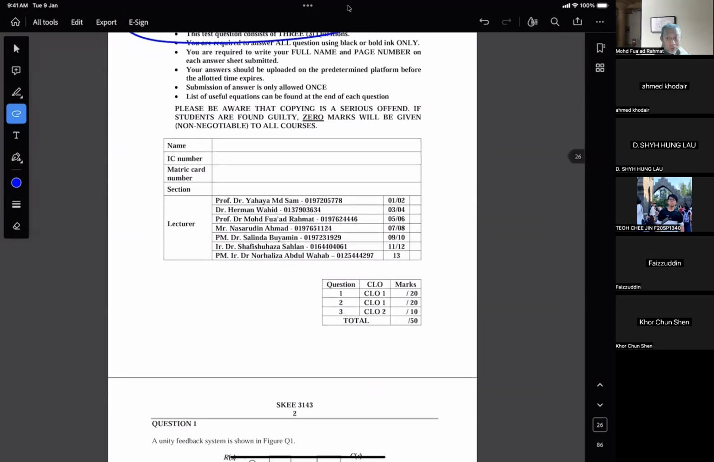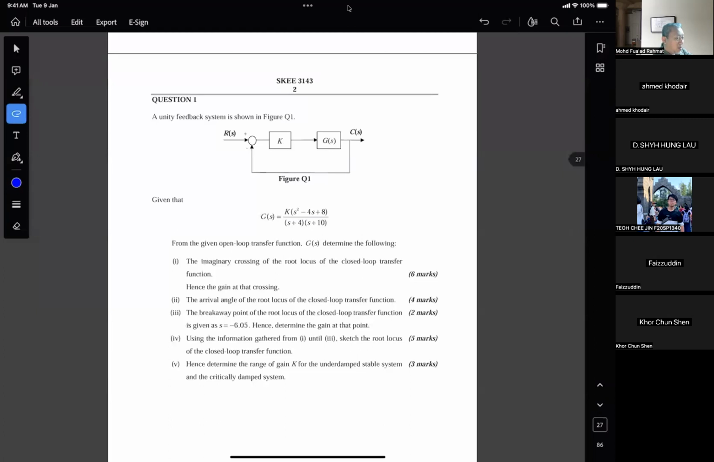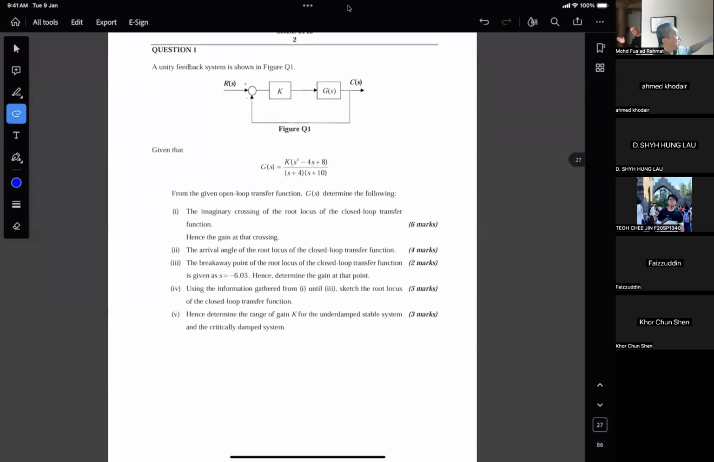Who is that? Chun scan. Yes, doctor. Since you already coughed, can you help me to read question 1? Okay.